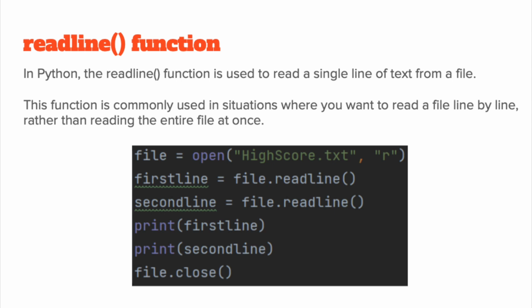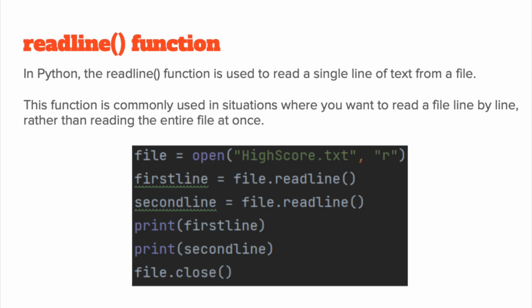And in that case, Python has a built-in function which is called readline. This function is used to read a single line of text from a file. Now, this function is commonly used in situations where you want to read line by line rather than reading the entire document at once, or the entire file at once. So how does it work?